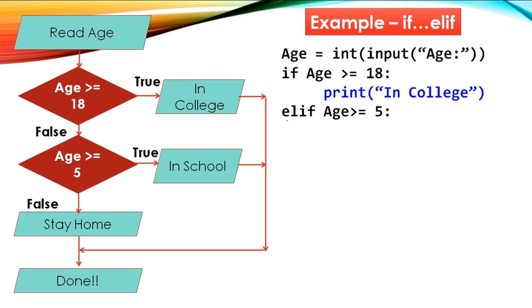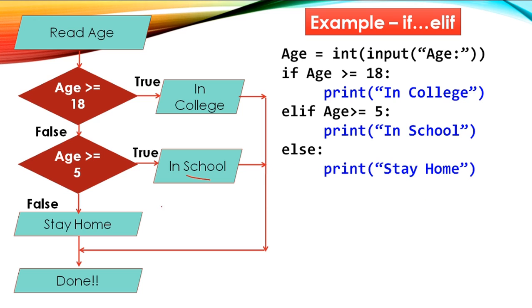Elif is a combination of else if. Elif, second condition is provided, age greater than or equal to 5. The statement is in school, so I have to print the statement, print in school. If the condition is false, then no more conditions are there, so we can use the else part, else stay home. Then after that done is displayed here.